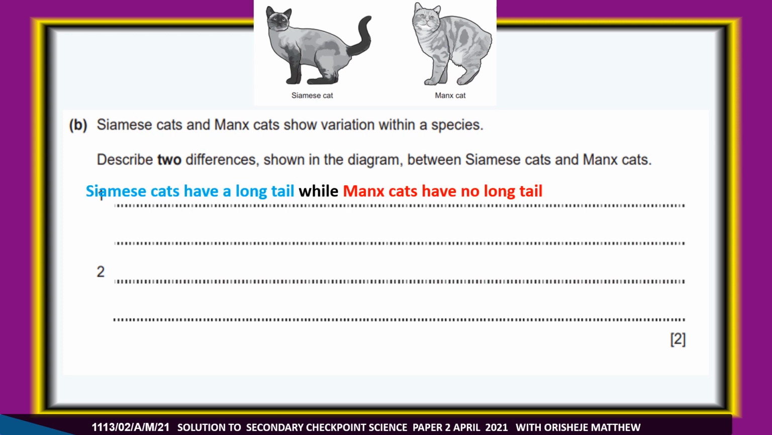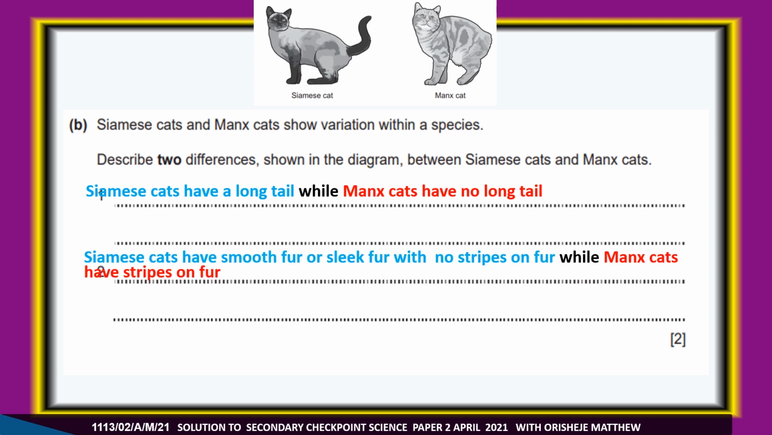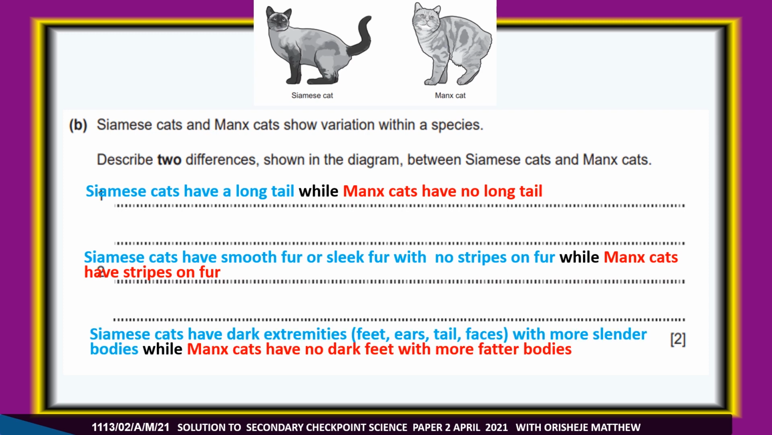Siamese cats have a long tail while Manx cats have no long tail. Siamese cats have smooth, sleek fur with no stripes on fur. Manx cats have stripes on fur. Siamese cats have dark extremities, feet, ears, tail, and face, with a more slender body, while Manx cats have no dark feet and have fatter bodies.